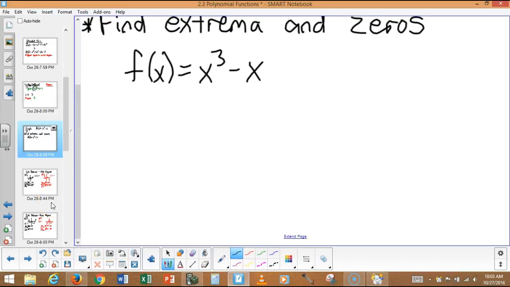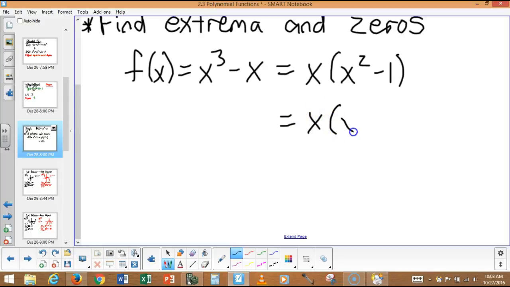We could have also found the zeros of this function algebraically. If we look at x cubed minus x, if we look at both those terms, we should see what they have in common. They have a factor of x in common. So if I take that factor of x out, I'm left with x squared minus 1. X squared minus 1 should look familiar from Algebra 2. That is a special factoring pattern. It's a difference of 2 squares. So this factors into x times x plus 1 times x minus 1.